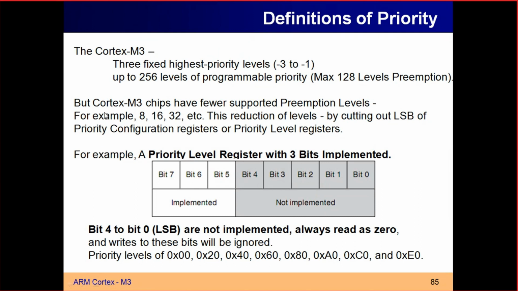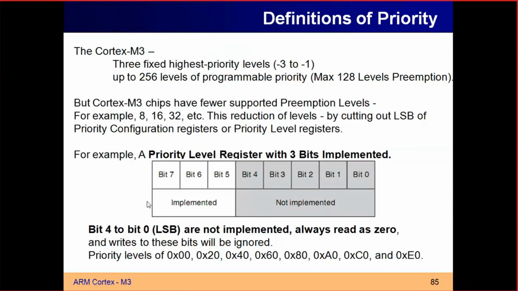But in most controller chips, these many levels will not be there. The manufacturer will support only a subset, not 128 levels of preemption, only 8, 16, 32, 64, etc. The priority level is reduced by removing certain bits in the priority level configuration register.